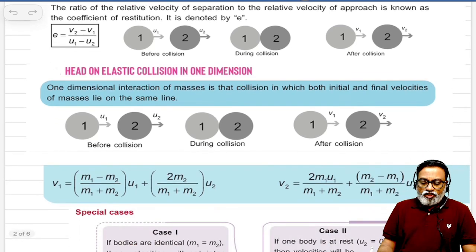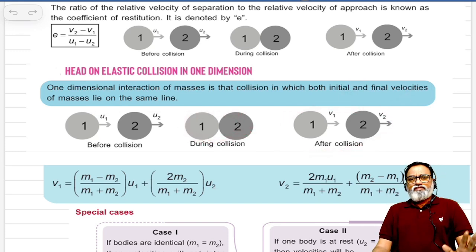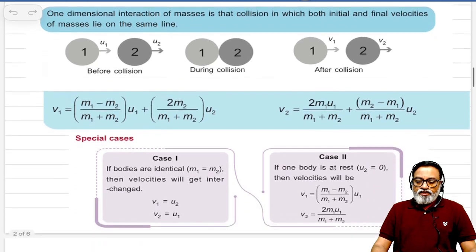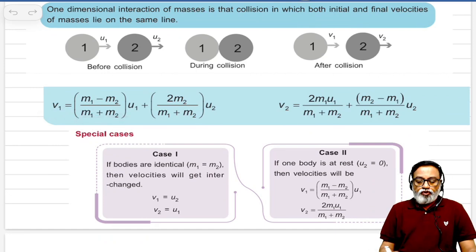This is a head-on elastic collision, one dimensional. Before collision, the bodies have velocities u1 and u2. This is during collision. After collision, their velocities are v1 and v2. Most of the problems depend on these two formulas. v1 is the velocity of the first body after collision: v1 = (m1 minus m2) by (m1 plus m2) into u1, plus 2m2 u2 by (m1 plus m2). And this is the velocity of the second body after collision: v2 = 2m1 u1 by (m1 plus m2), plus (m2 minus m1) by (m1 plus m2) into u2.